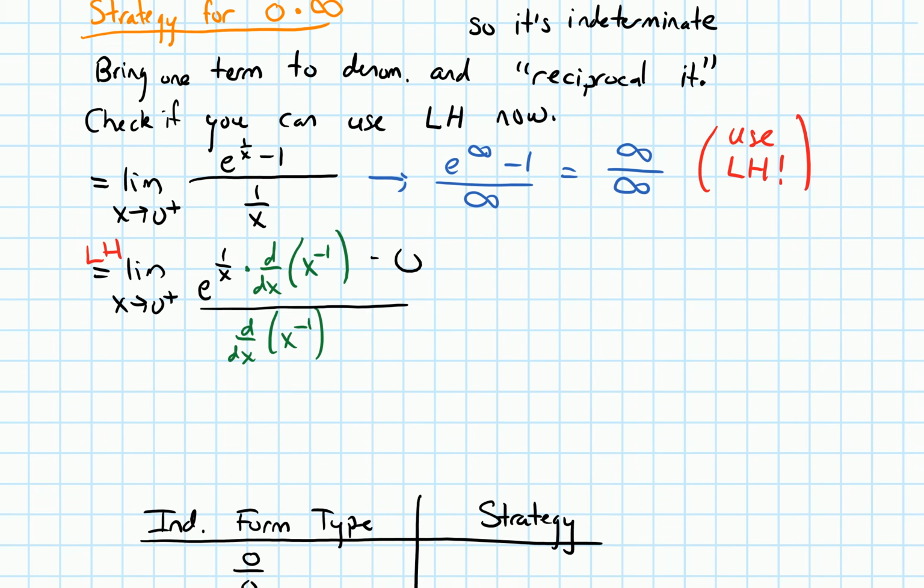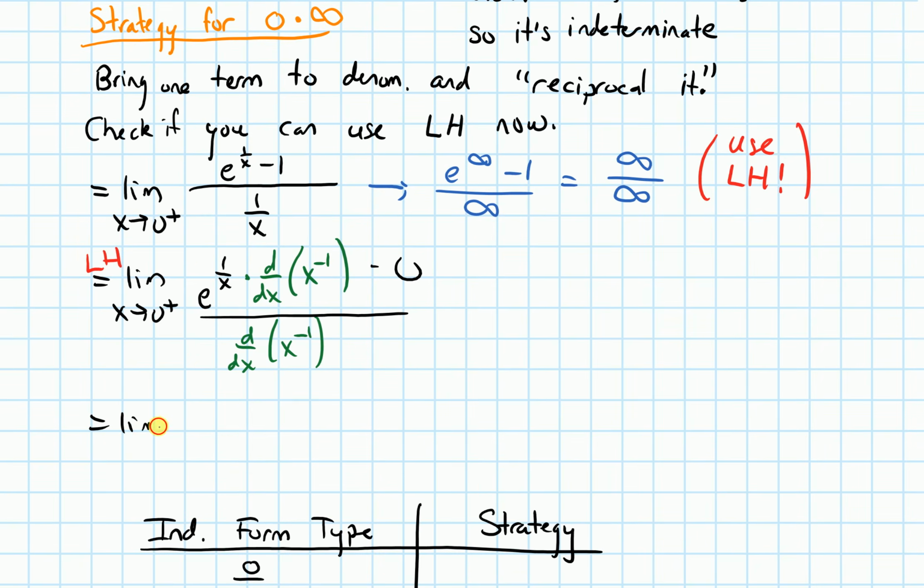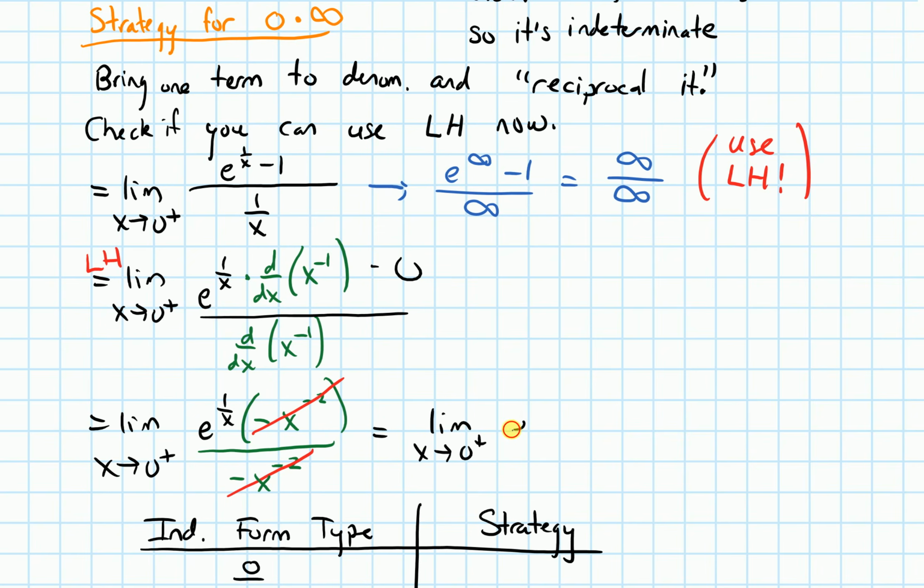All right, so let's do these derivatives. We get the limit as x approaches 0 from the right of e to the 1 over x times the derivative of x to the negative 1, which is negative x to the negative 2 after I do the power rule. Same thing on the bottom, because I have the exact same derivative of x to the negative 1, I'll get negative x to the negative 2. That's really nice because I have cancellation. These two terms just cancel. And after we cancel them, we end up with the limit as x approaches 0 from the right of e to the 1 over x.